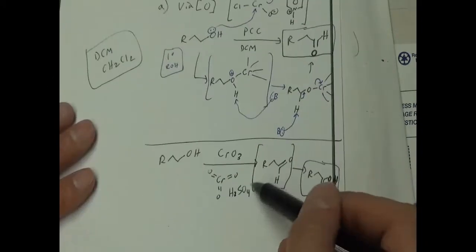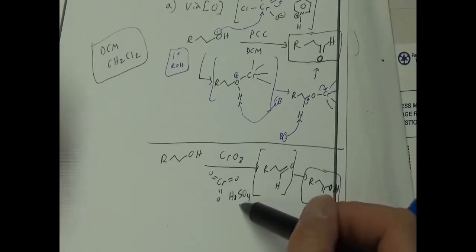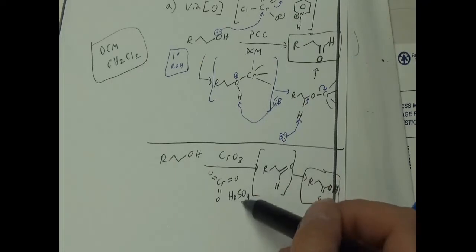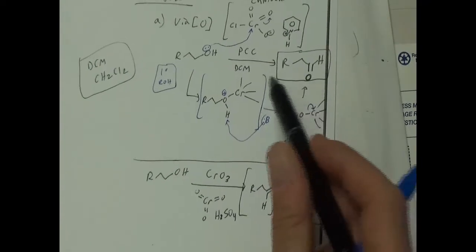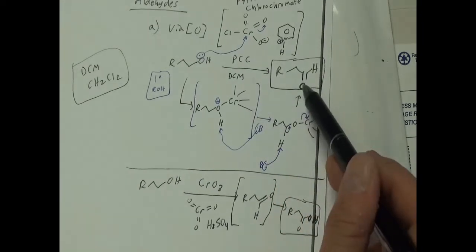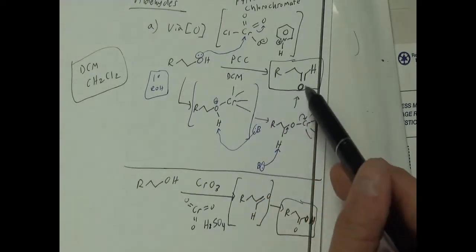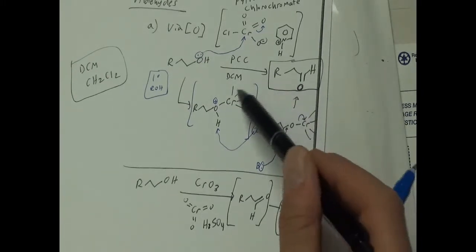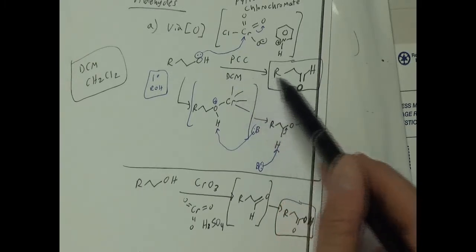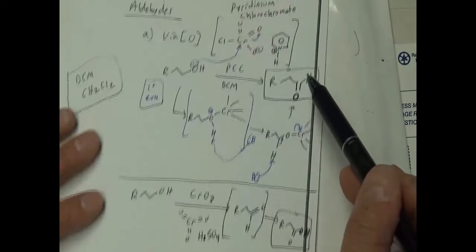And for CrO3, the solvent is H2SO4, sulfuric acid, and that's because this actually only dissolves in sulfuric acid. This stuff will dissolve in organic solvents, and that's part of the reason that it will stop at the aldehyde. Why PCC stops at the aldehyde is because it can be done in the absence of water. Okay, DCM does not have any water in it. We will talk about that later. I think even in this chapter.